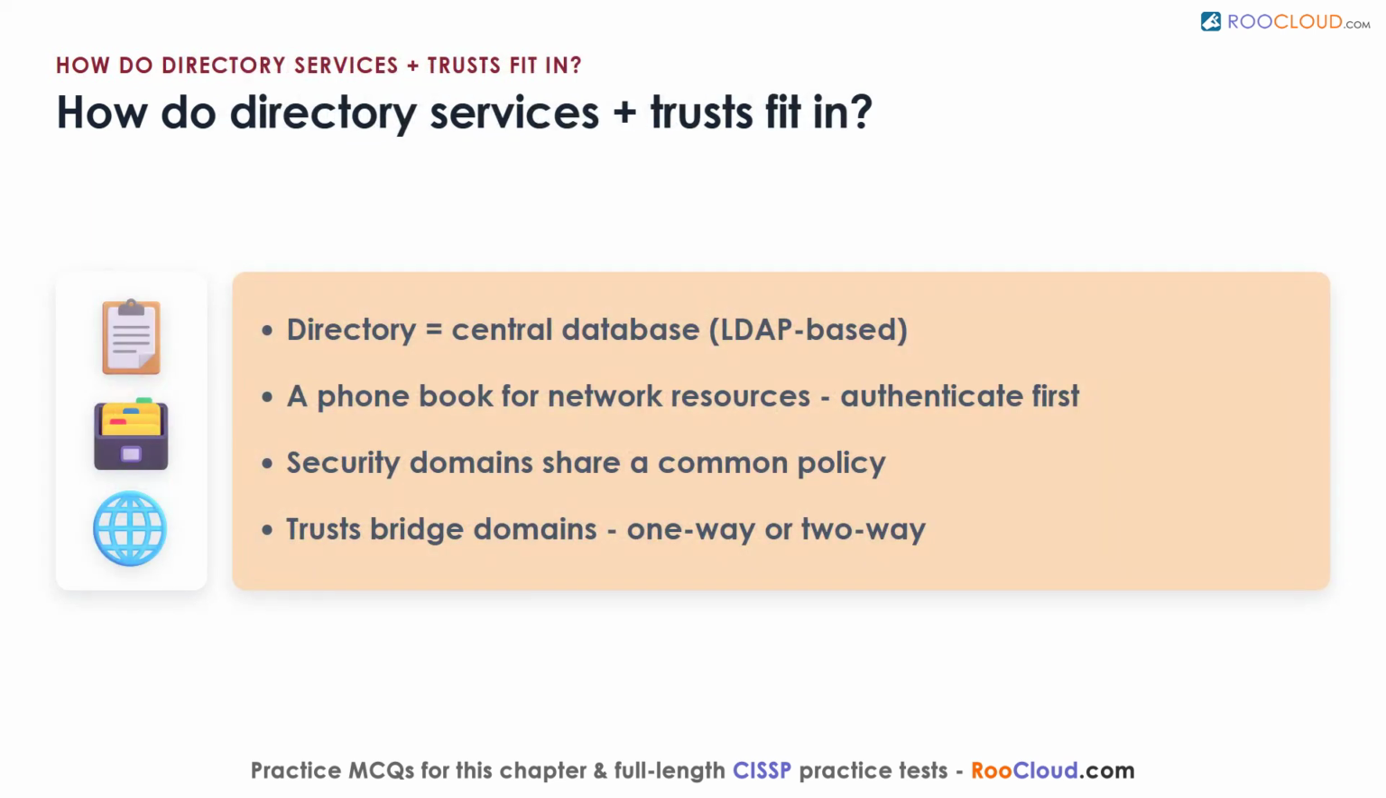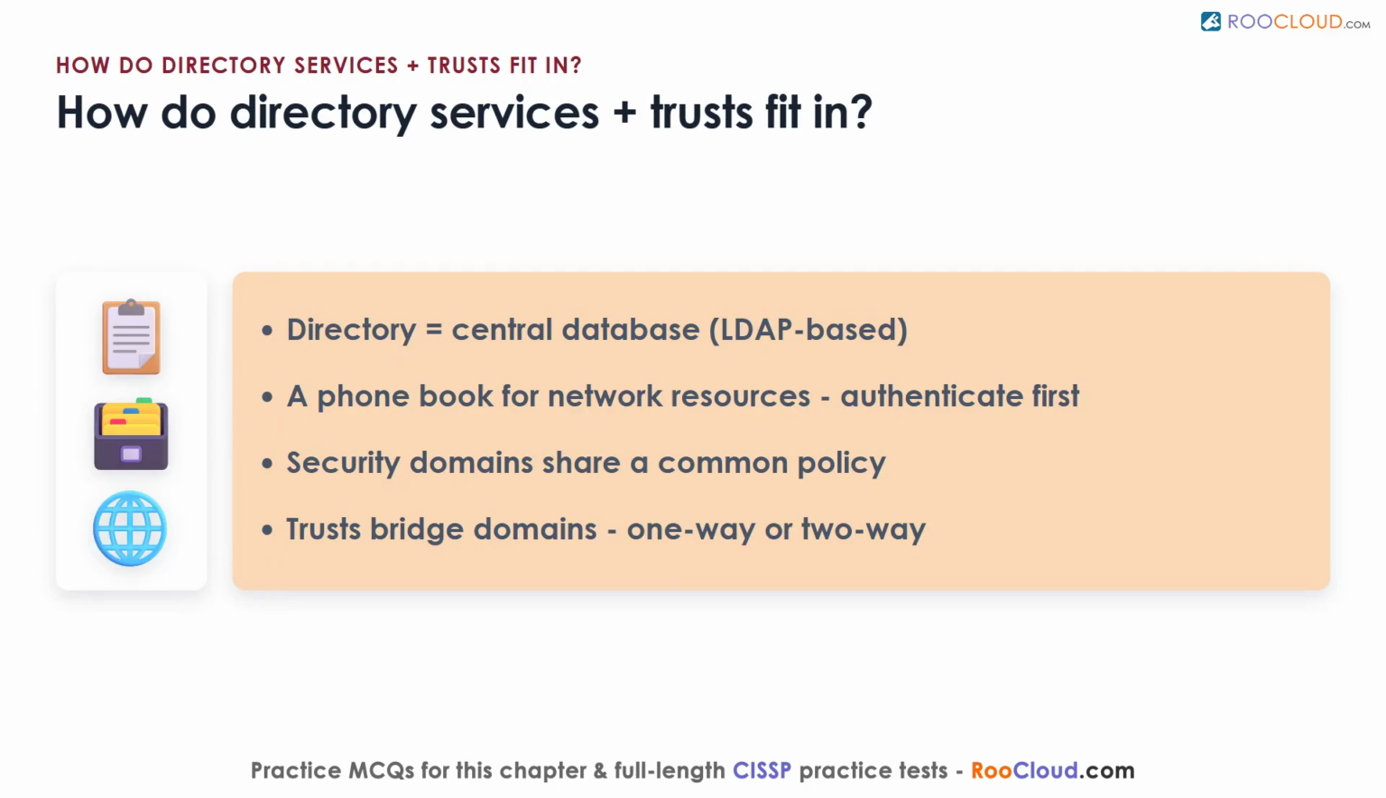How do directory services and trusts fit into all this? A directory service is the centralized database that often powers single sign-on inside an organization. Many are built on the lightweight directory access protocol, and you can picture the directory as a phone book for network resources. Users and processes search it to find where something lives, but they must authenticate first, and even then it reveals only what their privileges allow.